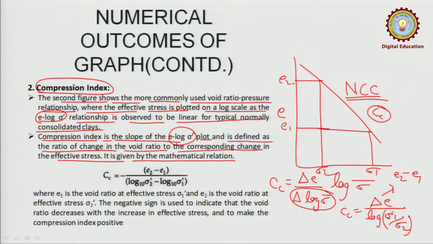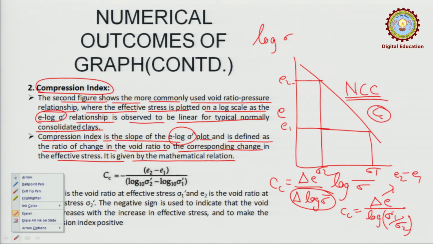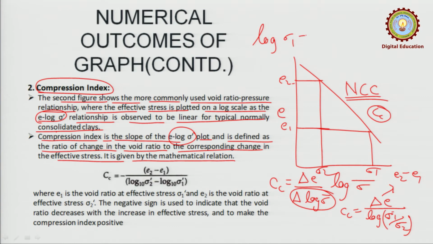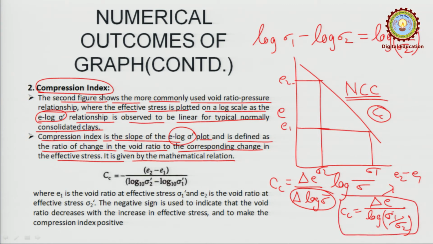Why by? If you know that in log, if we write log sigma, it was sigma 1 only. So, we can write it as log sigma 1 minus log sigma 2. Because we know the rule of log, it will change into log sigma 1 by sigma 2. So, I have directly written that only. So, this will be the formula for compression index, that is Cc.